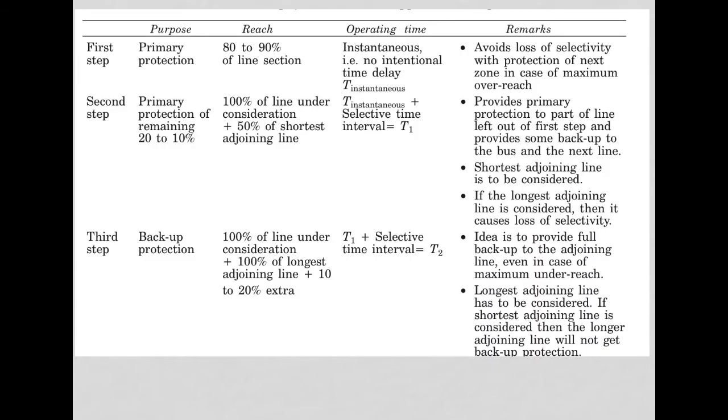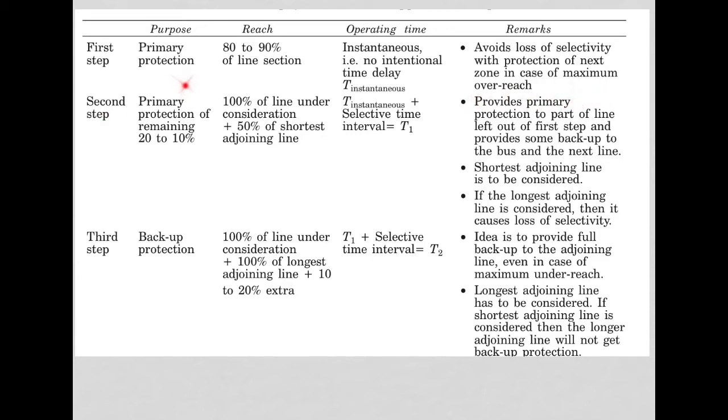Now what is the first step? The first step gives the primary protection to 80 to 90% of the line section. It is instantaneous, with no intentional time delay. So it avoids the loss of selectivity with protection to the next zone in case of maximum overreach.